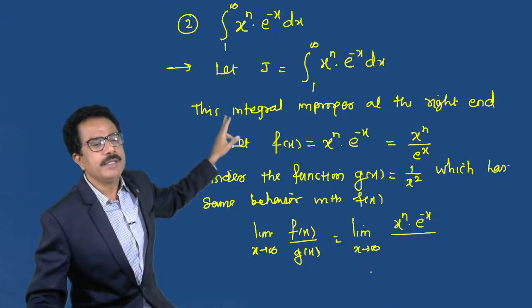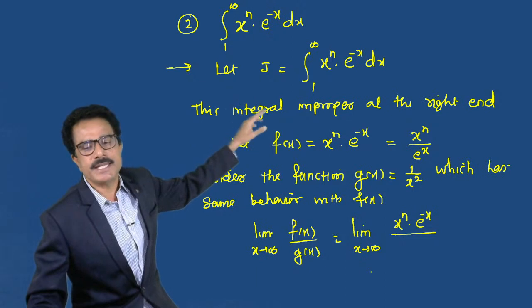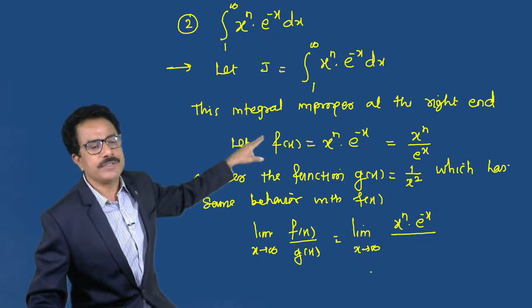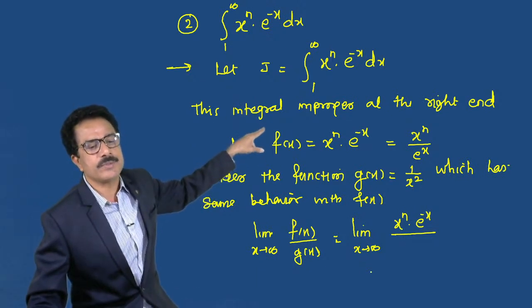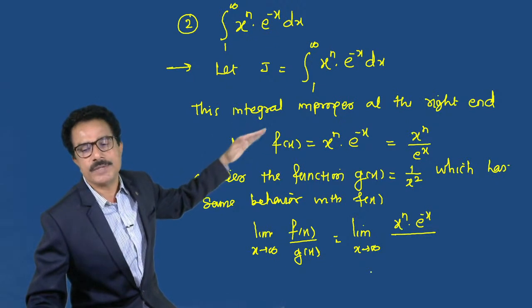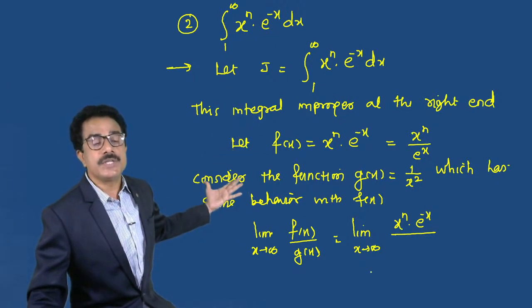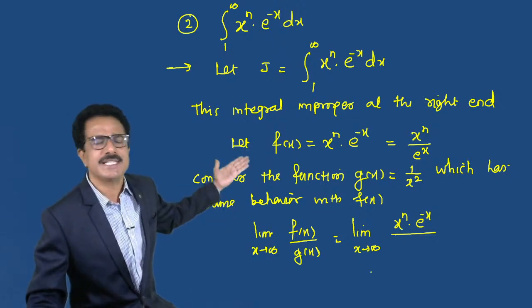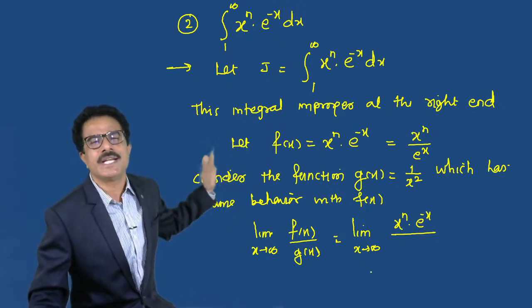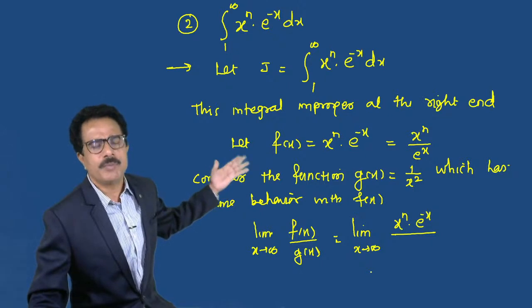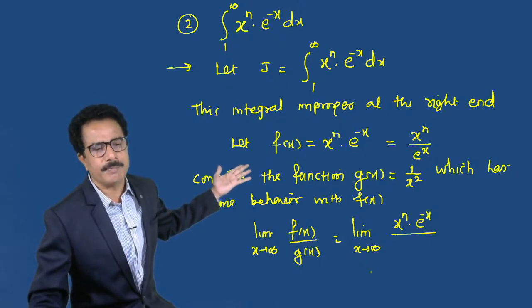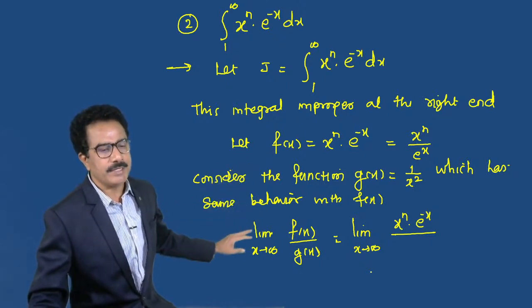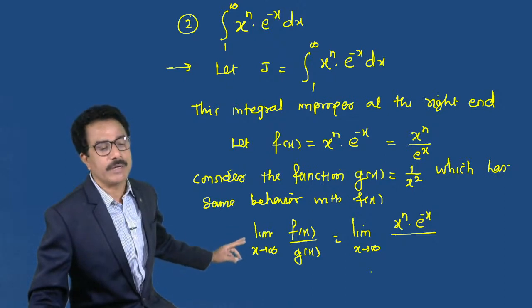So consider this integral is I. This integral is improper at the right end. F of x is equals to x raised to n into e raised to minus x. That means x raised to n divided by e raised to x. Consider the second function g of x, which is 1 upon x square, which has the same behavior. You can take 1 upon x cube, 1 upon x raised to 4, there is no problem, which has the same behavior with f of x. Now we have to calculate limit.